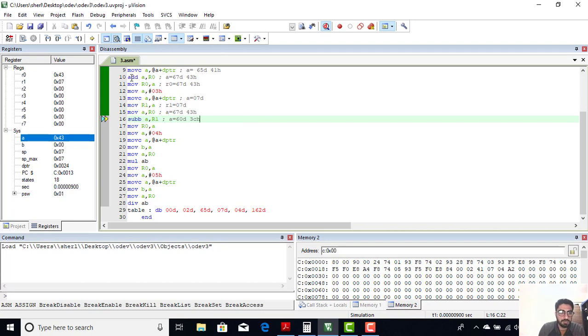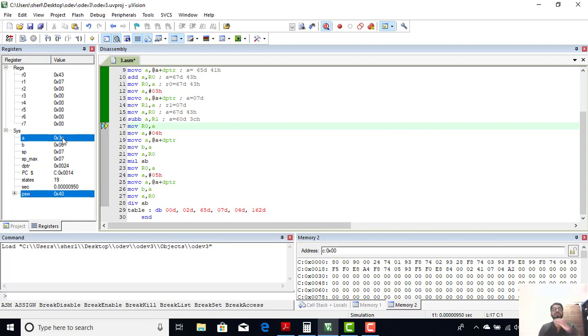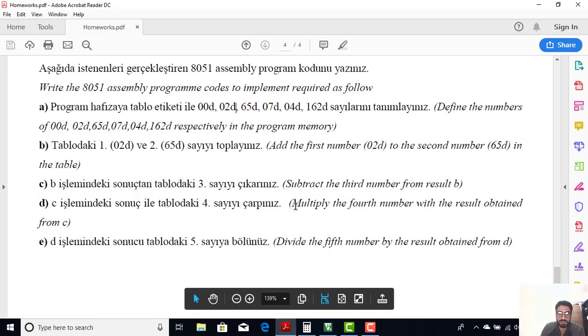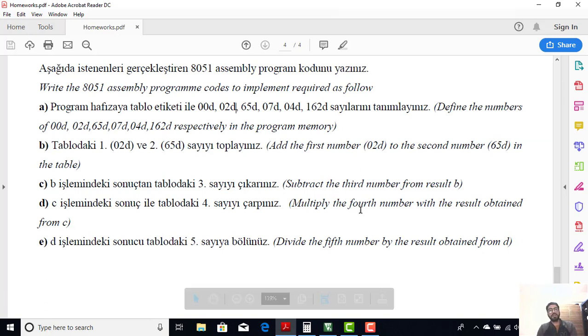Okay, let's see if we are right or not. 3C hex. Move it here. Yep, as you see, it's 3C, the new value of the accumulator after running the B request. So it's 3C hex. And now we will give this value to R0 just to keep it, because we are going to use the accumulator again, because here he is asking us to multiply the fourth number of the table with the result obtained from C.